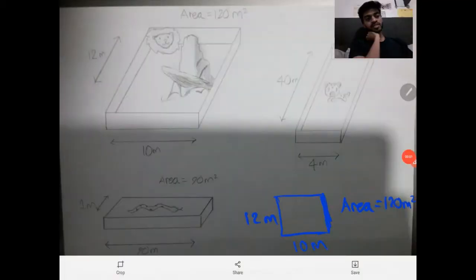For those of us who finished this yesterday, I've got a different task for you today. And for those of us who finished this today, you will move on to this task eventually. Your task is to calculate the perimeter of all your enclosures.